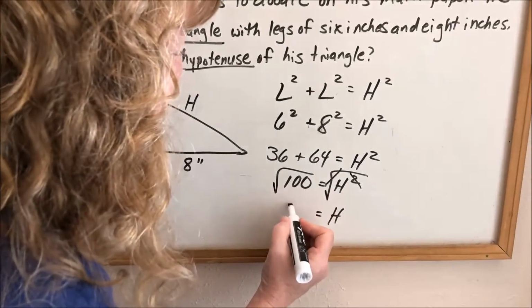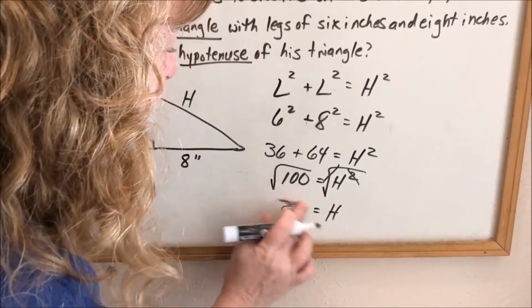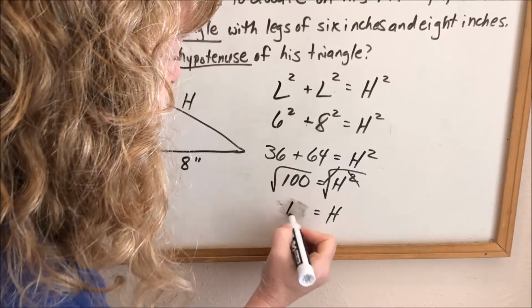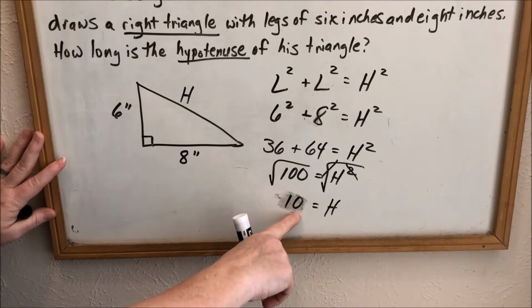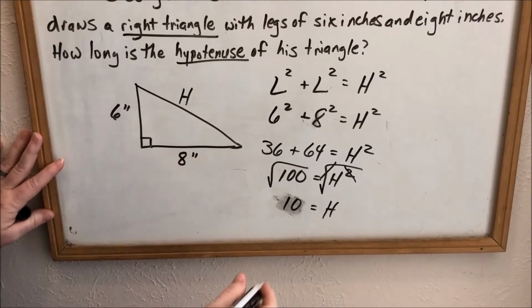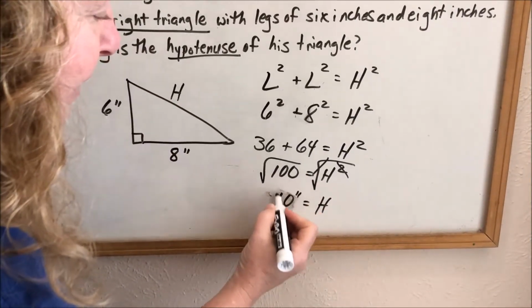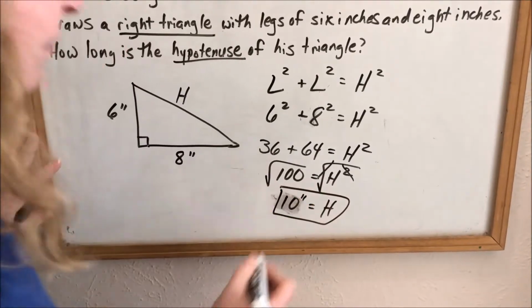And square root of 100 is 25. I'm sorry, nope. Square root of 100, 10. And then you need units to represent the length. In our problem, we were dealing with inches, so that 10 means 10 inches.